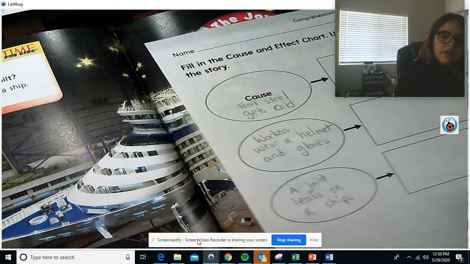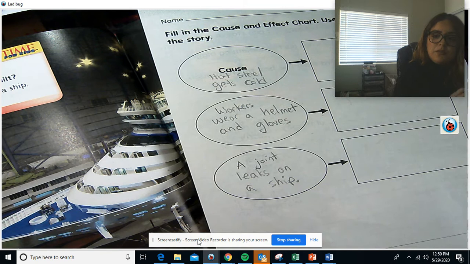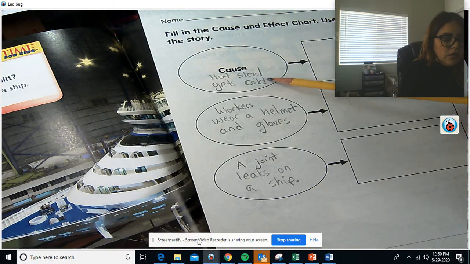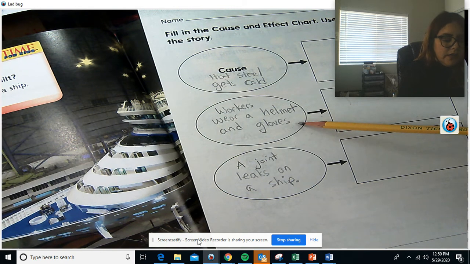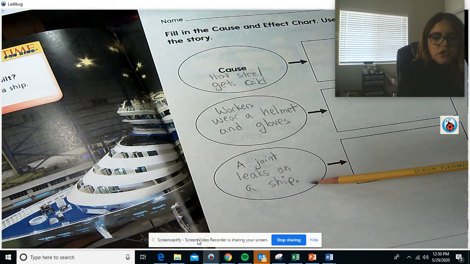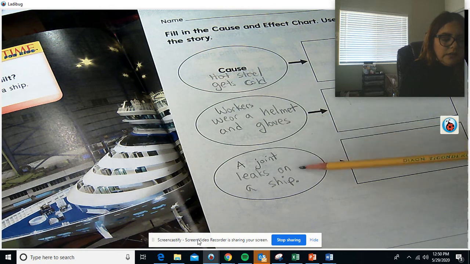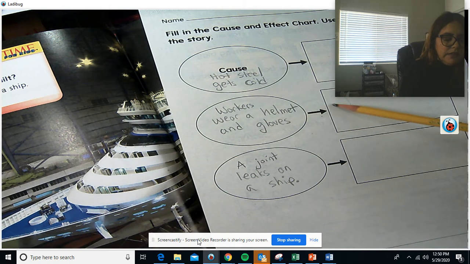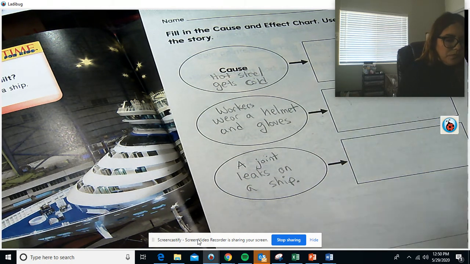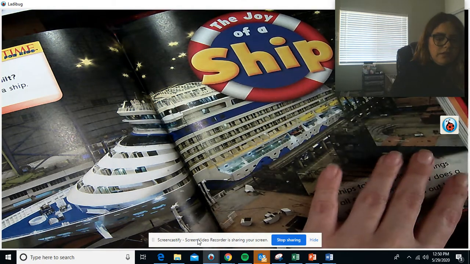Okay, let's go ahead. If you need to copy these, I want you to pause the video and get these. So we have hot steel gets cold, workers wear a helmet and gloves, and a joint leaks on a ship. So these are our causes. What happens because of these things? What's the effect? So let's start our story.